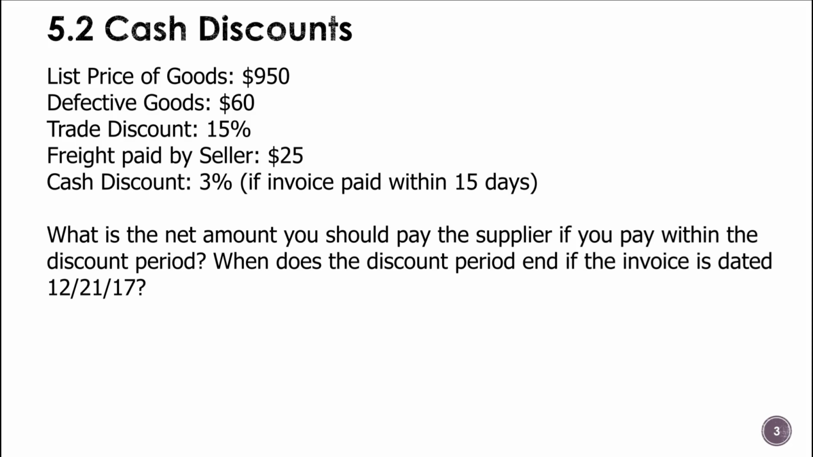And so whenever we're looking at this, we have different calculations we have to do as we work our way through. The first one is that we're going to take $950 and subtract 60, and that gives us 890. All right, so we took out the defective amount. And then we get this trade discount of 15%, so we're going to take the trade discount by using the complement. That would give us an 85% complement, so 0.85, and we would owe then 756.50.